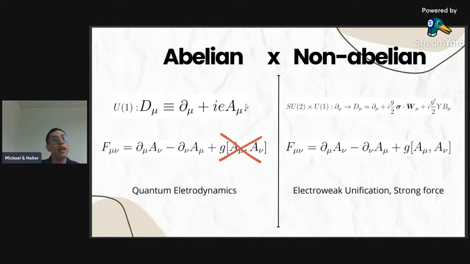The second one, just like we saw, in abelian theories we don't have self-interaction between our gauge bosons, so we require this non-linear term here to vanish. But if we have interactions between our gauge bosons, then I have a positive contribution from this term in here.